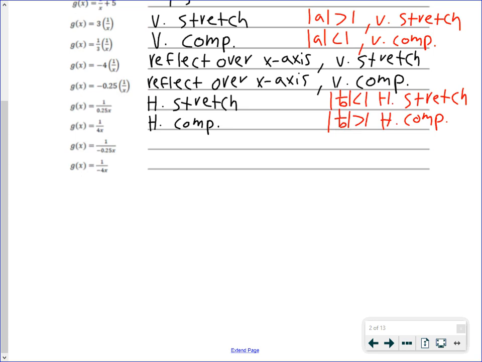if you're reflecting over the y-axis. And we're going to see that in this line over here. We have g of x equals 1 all over negative 0.25x. So if our b is negative, we're reflecting over the y-axis. So we're reflecting over y-axis. And at the same time, the absolute value of negative 0.25 is a positive 0.25, and that term is less than 1. So that means we have a horizontal stretch.